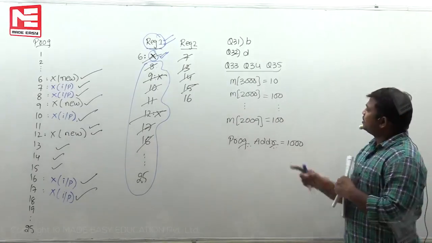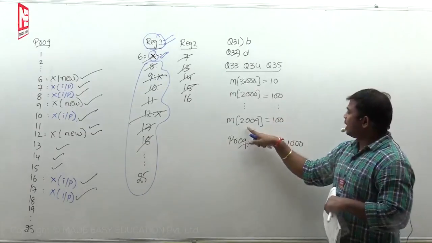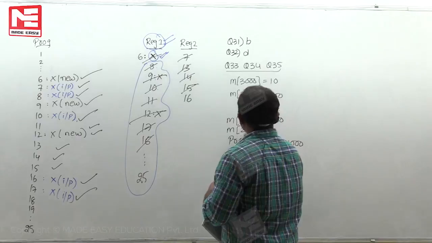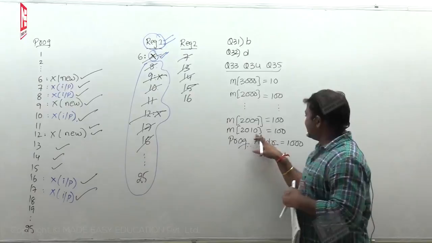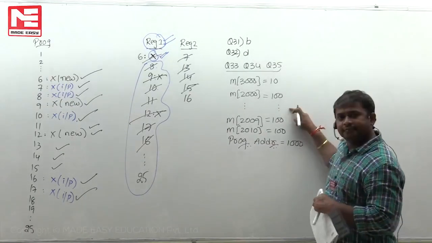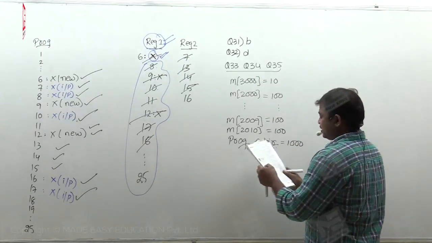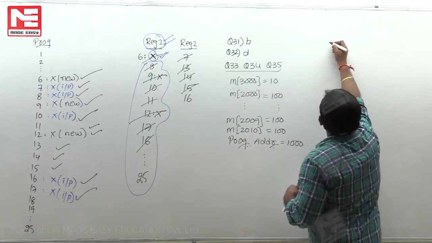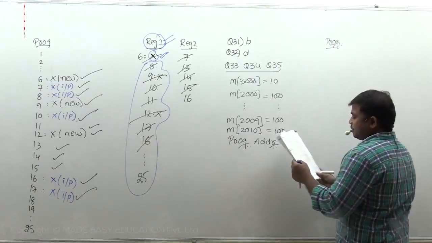Memory content of 3000 is 10. Memory content of 2000 is 100, up to 2010. Memory cells 2000 to 2010 contain the value 100. The program address is 1000. Now the program is given here. What is the program here?